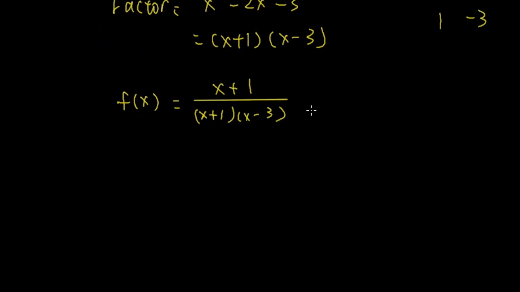Can you cancel anything out? Yes, you can. X plus 1 and x plus 1 cancel out. What you have left is 1 over x minus 3.